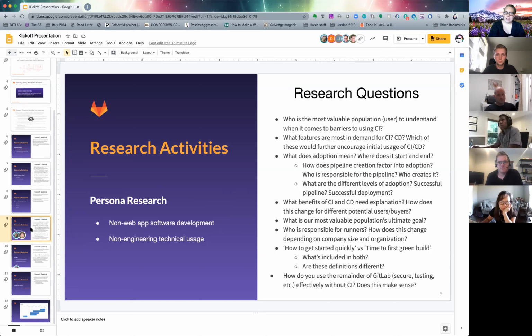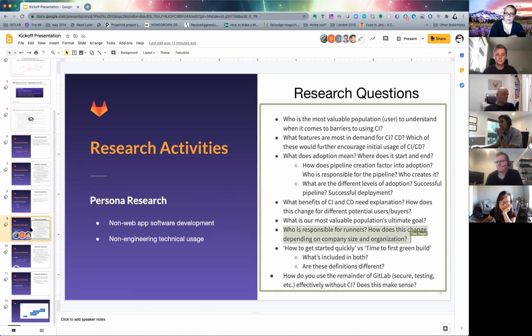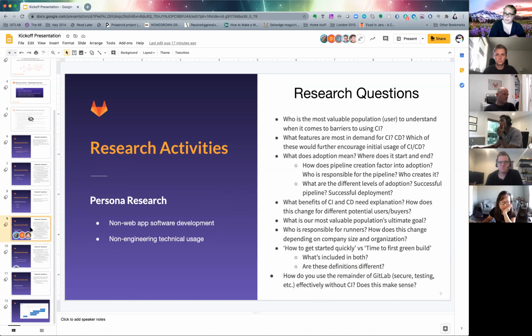So we want to get into those two personas and understand them more, and then hopefully get a more robust picture of how they play into the CI adoption journey. Do they want to use it? What's stopping them from using it? What's making them successful in using it? So those are the two personas that we really want to take on and dive deeper into for this research.